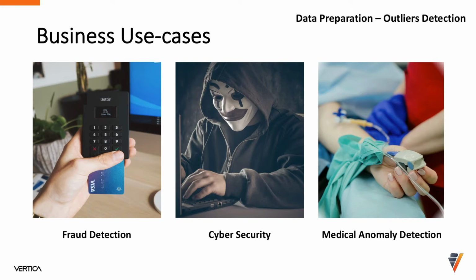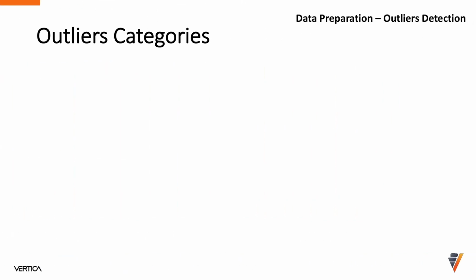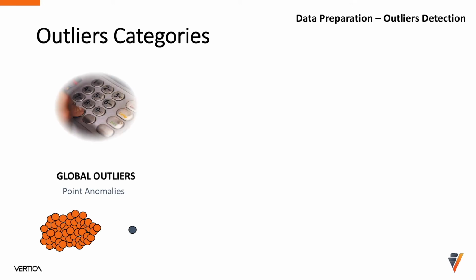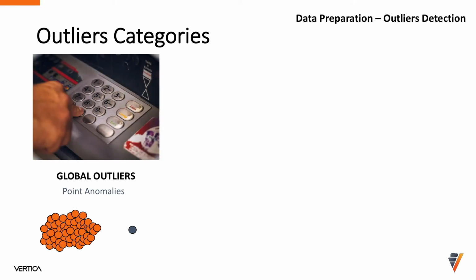There are three main outlier categories. Global outliers are the easiest ones to catch and to understand. They are values which are far from the global distribution. For example, a student who normally withdraws no more than $100 suddenly withdraws more than $1,000 at the ATM machine. It is a global outlier and the behavior is very easy to detect. In our representation, the gray point is far from the distribution, so it is very easy to catch.